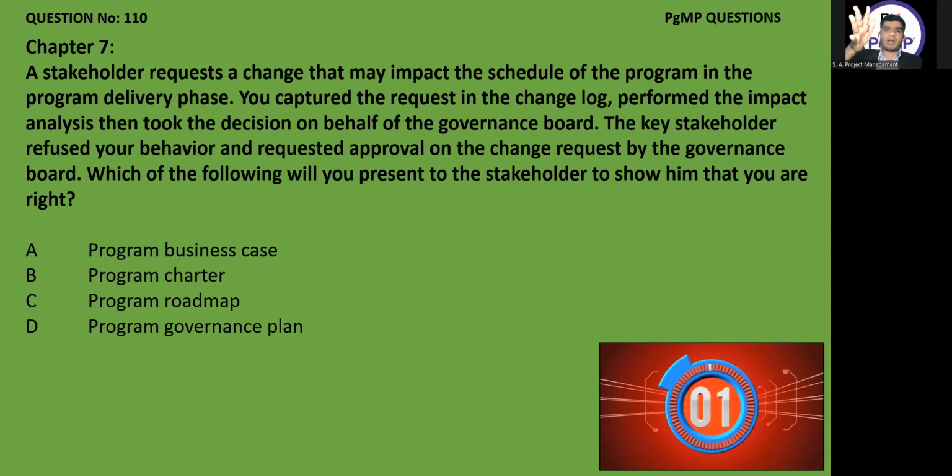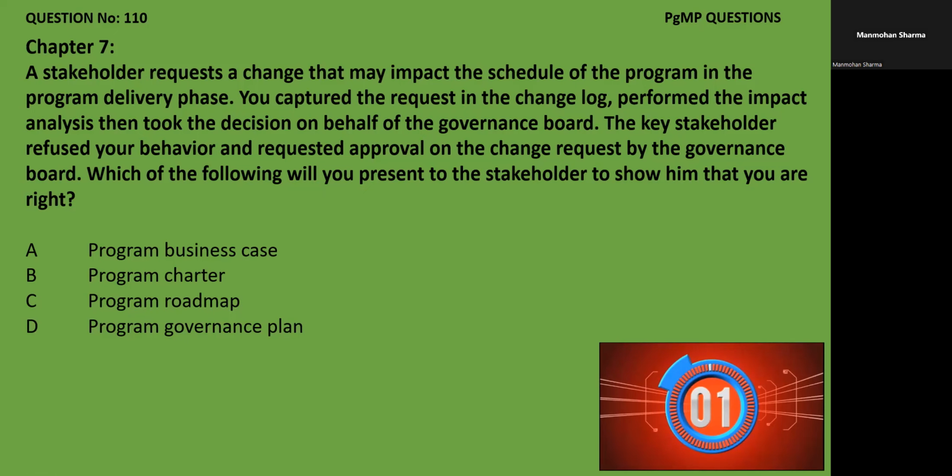The charter authorizes the program manager to use the resources, giving him the authority as a program manager, but it doesn't tell you how much governance authority you have to make the decisions. So in that case, it's only the program governance plan that will tell you, as a program manager for this particular program, what thresholds you have until which you can make the decisions. This is coming from the governance point of view.